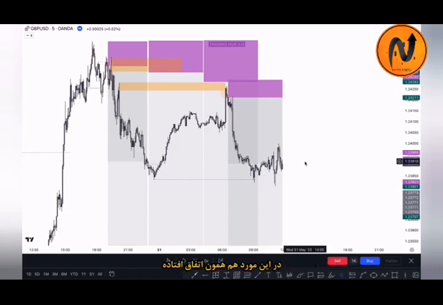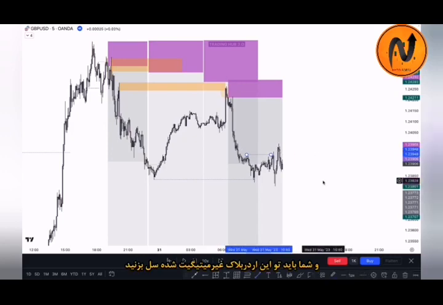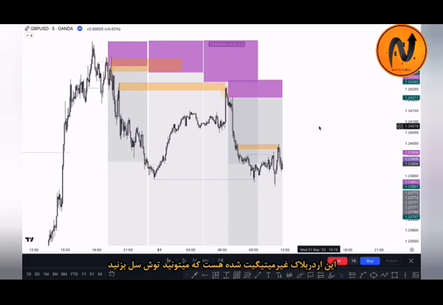So in this case, the same thing happened here. This one is broken, and then what happened here? It took out the inducement, and you have to sell on this unmitigated order block. Where is it? This is your unmitigated order block here. You can sell here at this point, right?